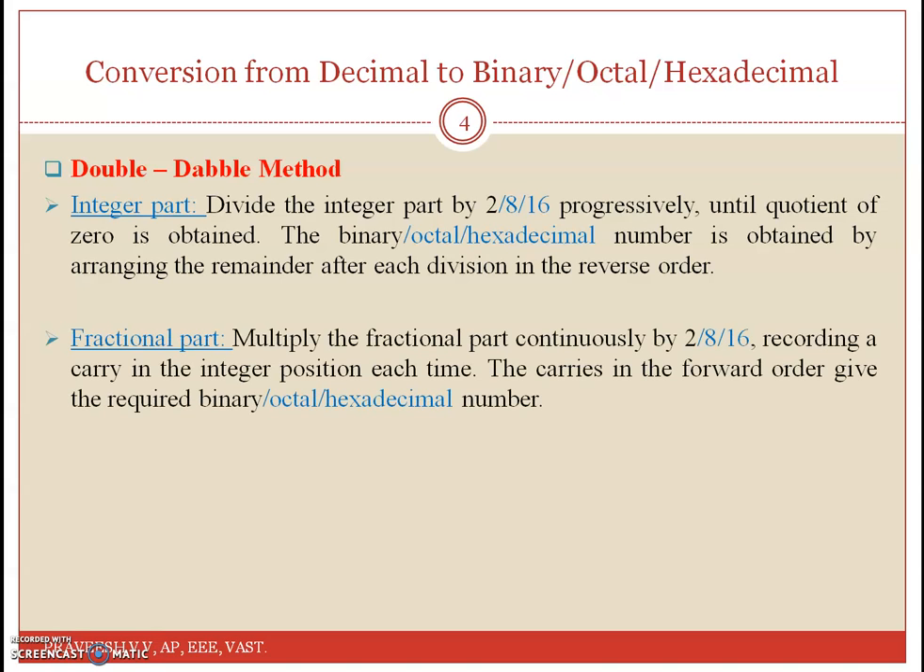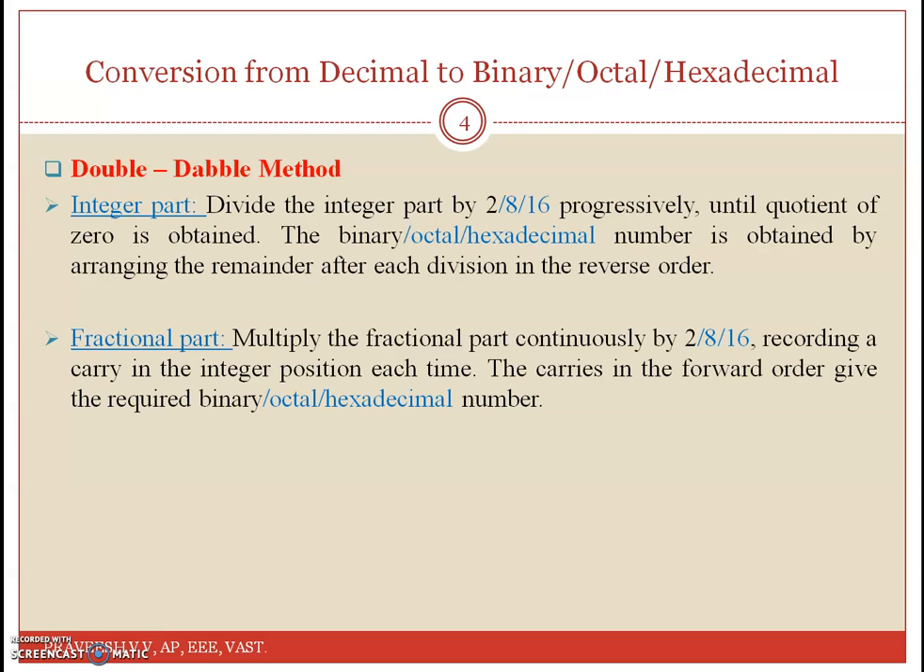And for the fractional part, multiply by 2 continuously, recording the carry in the integer position each time. The carries in the forward order, that is from top to bottom, will give you the equivalent binary number.